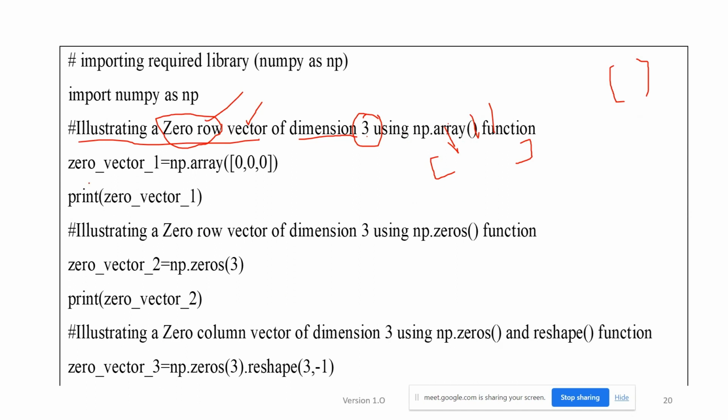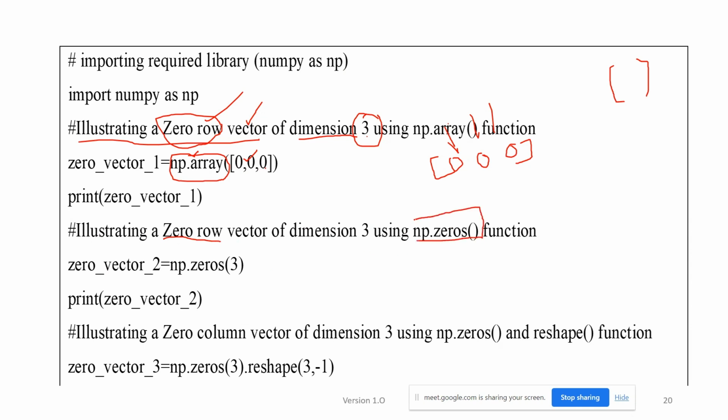Values are 0. How are we creating this? Using the mathematical library function np.array of zeros. This is a zero vector, so 0, 0, 0. When we pass 0, 0, 0, it creates a row vector with 0, 0, 0. Okay. Second one, see this: row vector with zeros function.